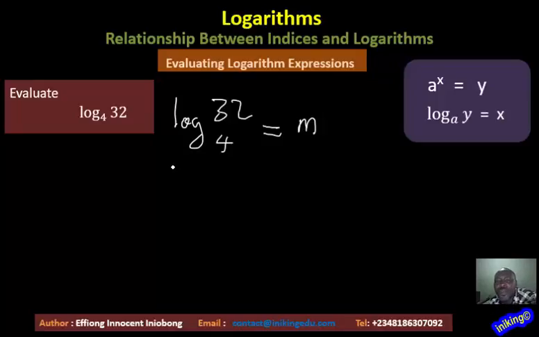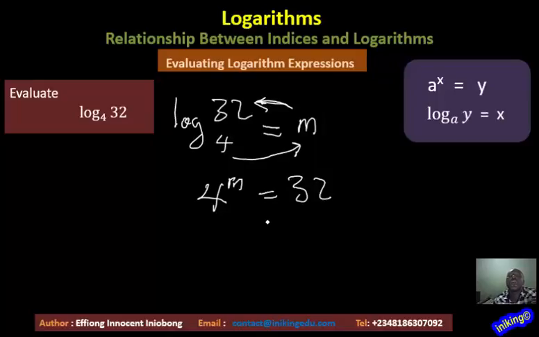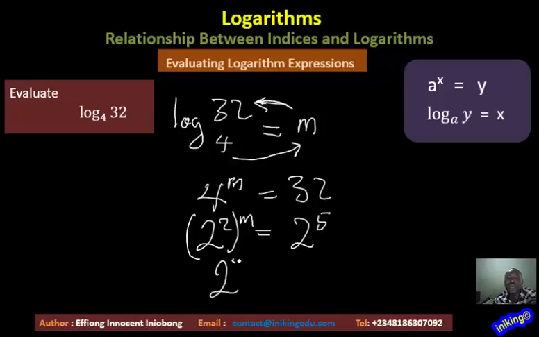Now, expressing this in exponential form or in indices form, I can say that 4 raised to the power of m will lead me to 32. I say, okay, 4 raised to the power of m is equal to 32. But I can't express 32 using 4. But I can use 2. So I change my 4 here to 2 raised to the power 2, and then, of course, everything raised to the power of m. And 32 is 2 raised to the power 5. Okay, fine. Therefore, this is 2 raised to the power of 2m equals 2 raised to the power 5.